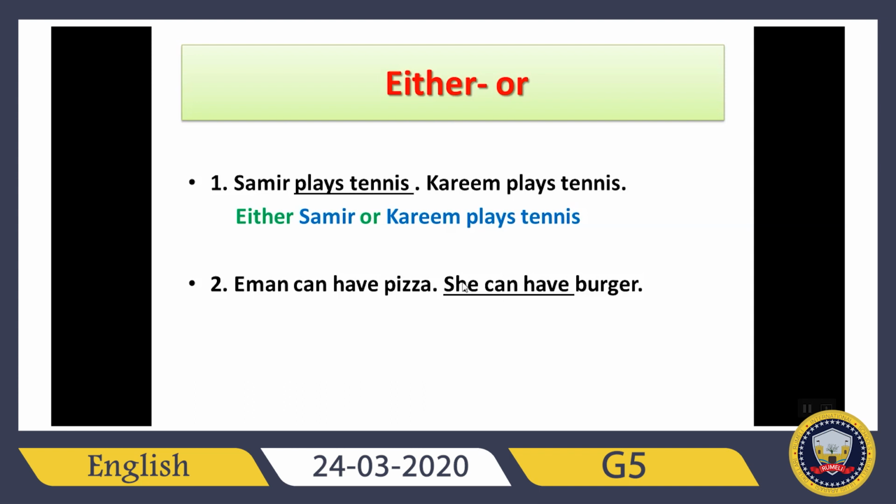So again, the subjects are same, Iman, she, but the objects are different. So it must be like this. We must omit all the words between two objects, then put either before the first object or before the second object, and that's it. Iman can have either pizza or burger.